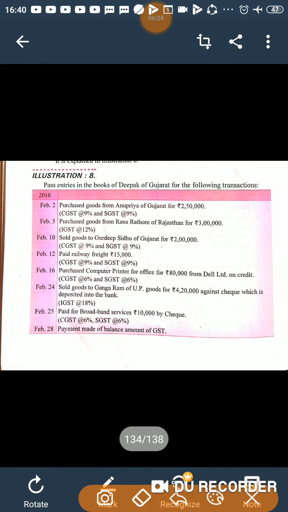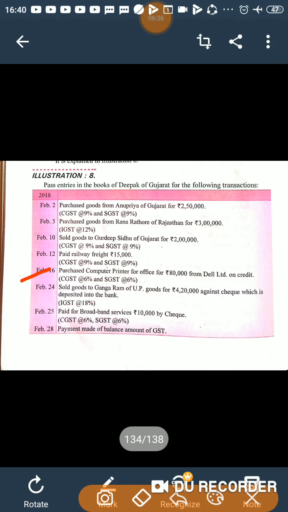Now next transaction is February 16. Purchase computer printer for office for 80,000 from Dell Limited on credit. Now we are purchasing a computer printer for the office, it will be recorded in office equipment account, and we are purchasing on credit because we are not making payment, and it is purchased from Dell Limited. Dell Limited is a creditor for us, and it's a liability for the business.